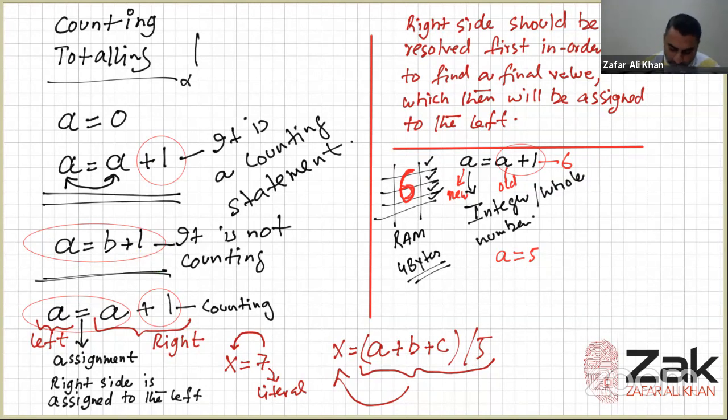So let's just summarize it. Counting is when on the left and the right side we have the same variable and plus 1 is being shown. Remember, not plus 2, not minus 1, nothing else. For your syllabus, it is just plus 1.